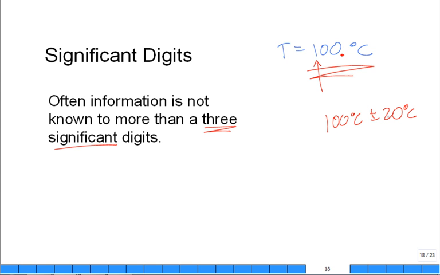The calculator spits out 8. Don't report 8. Did I mention you'll lose points on the exam? I'll take off points for over-specifying the number of significant digits you know an answer to. All right.